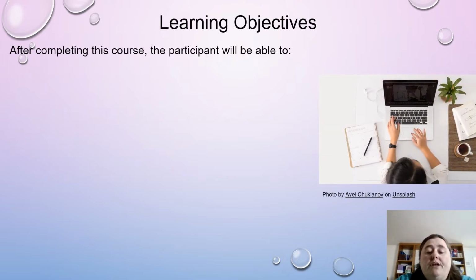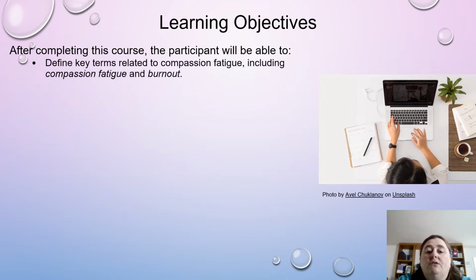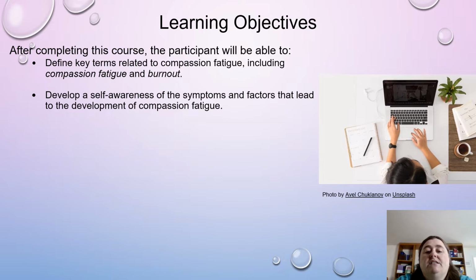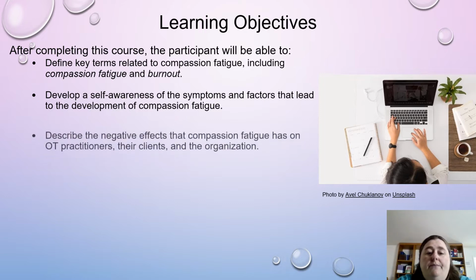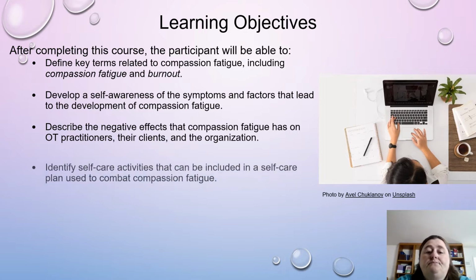There are several learning objectives for this course. After completing the course, you will be able to define key terms related to compassion fatigue, including compassion fatigue and burnout. You will be able to develop a self-awareness of the symptoms as well as the factors that lead to the development of compassion fatigue. You will be able to describe the negative effects of compassion fatigue and what it can do to the OT practitioners, the clients, and the organization.